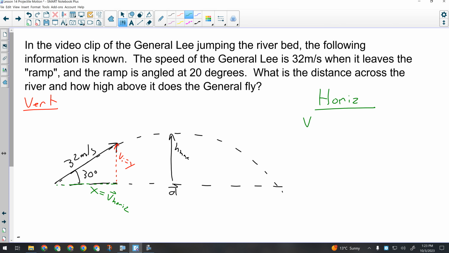Sorry, I said 20 degrees, not 30 degrees. I wrote 30 there, but it's actually 20. Okay, how would I calculate the horizontal velocity if that's what I know? How would I calculate x?